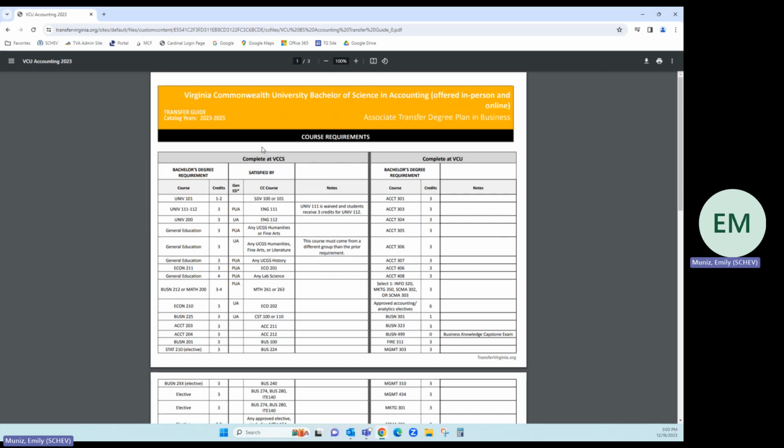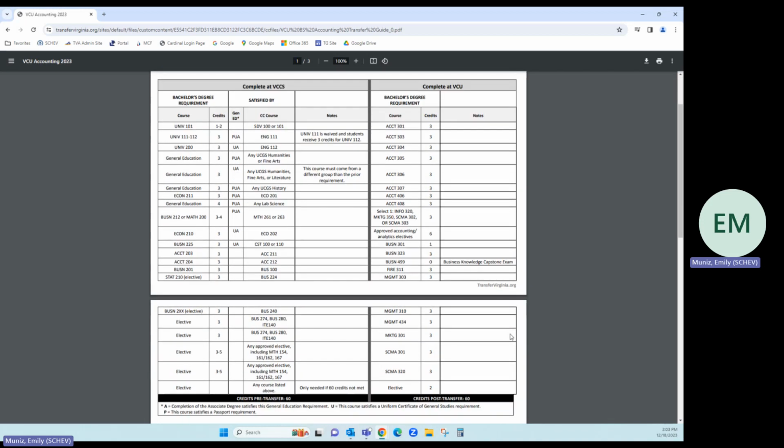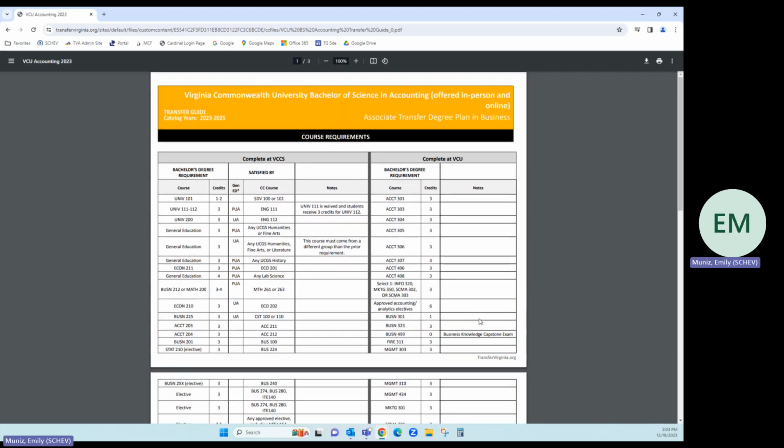And so that information is important because that can dictate what is included on this right-hand side, this complete at VCU side. So after 2025, it is possible that the coursework here could change. What we're really trying to demonstrate to students is that they'll be transferring in as a junior. So you'll see these are all 300 and 400 level classes, and that they only have 60 credits left to graduate upon transfer. In some cases, you may see 100 and 200 level classes here.